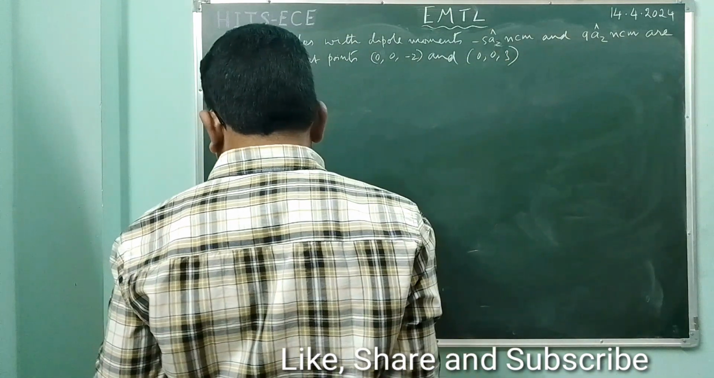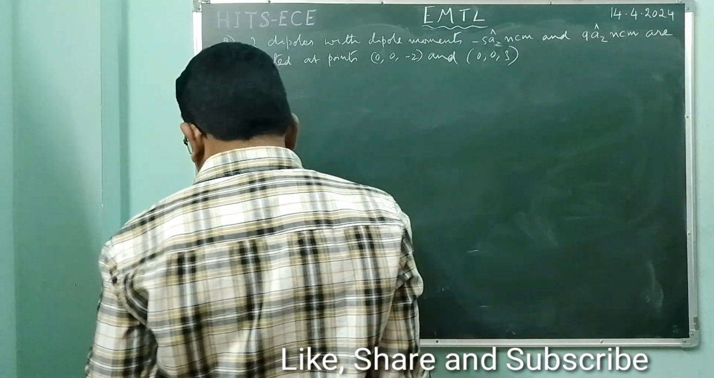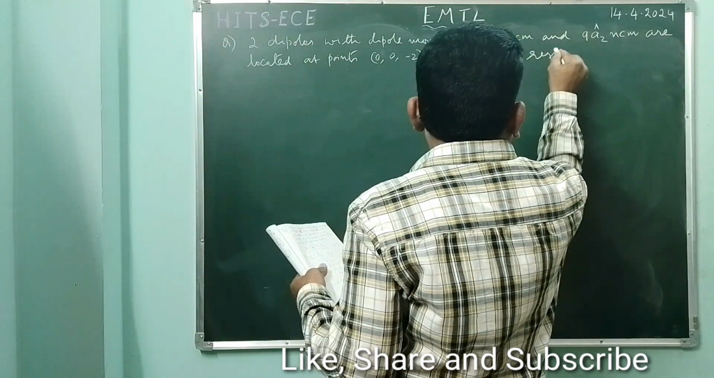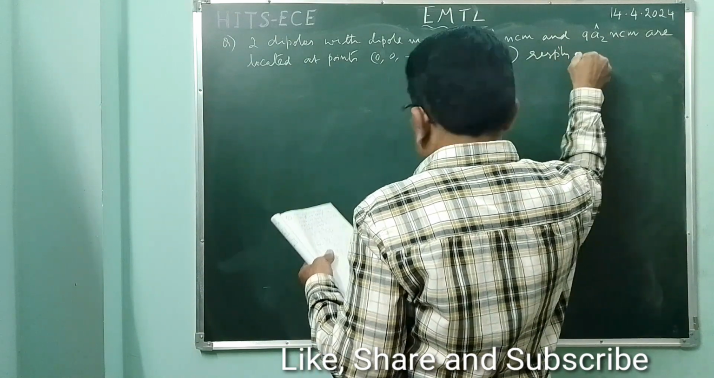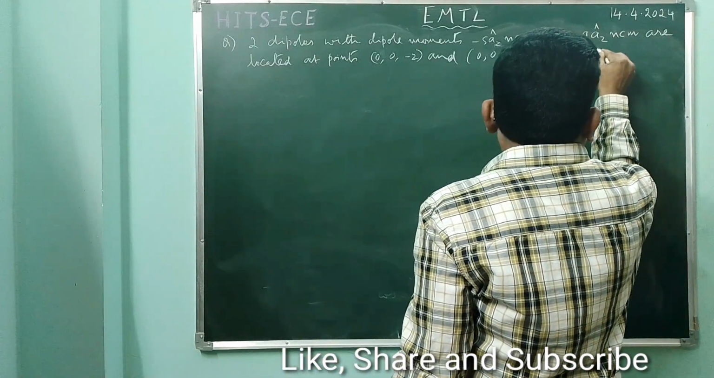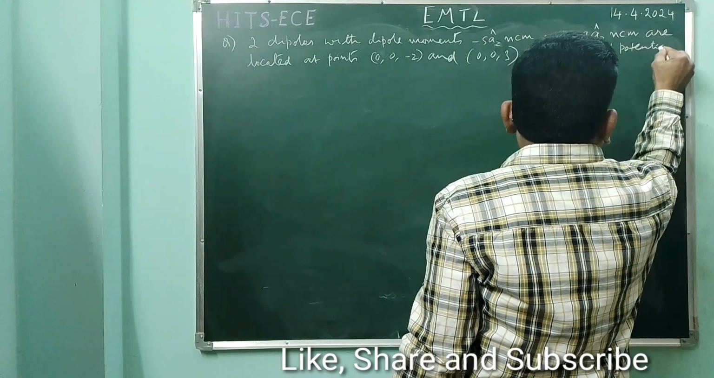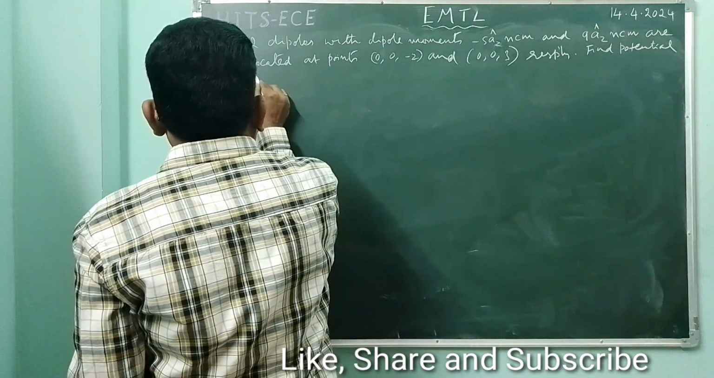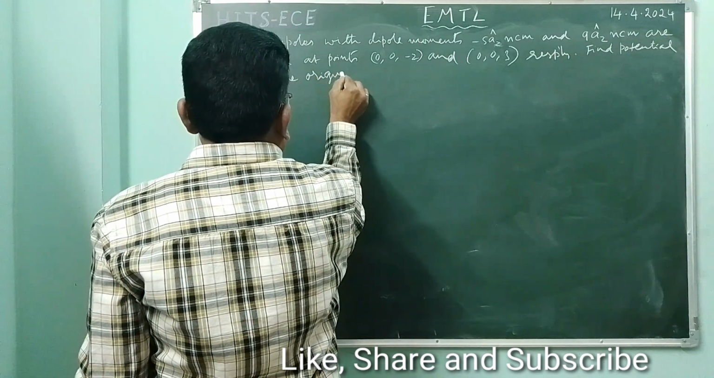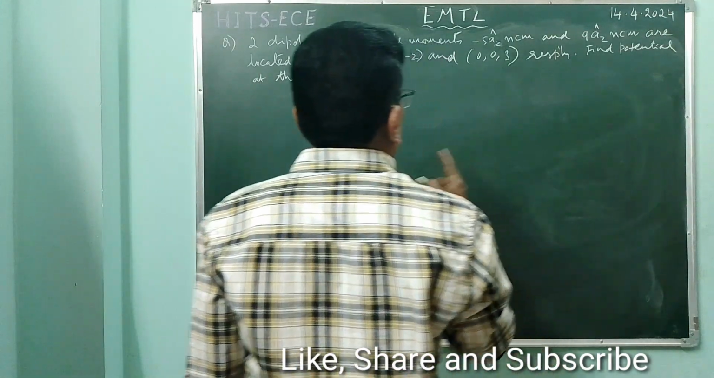So these two points, the dipoles are located respectively. Find the potential at the origin. That is, P is at the origin. Two dipoles are given. We have to find out the potential.